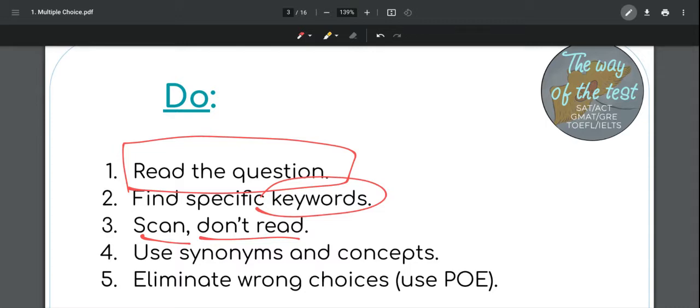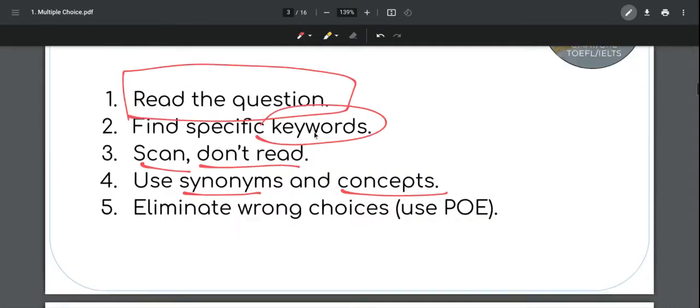When we look for those specific keywords, remember, it's not a matter of you either finding a word or not. It's not like you want the exact same word letter by letter, because we're also going to look for synonyms or concepts. So maybe we don't find the exact word. Maybe we find a synonym, or a set of words, like a phrase or a full sentence that pretty much explains the concept of the keyword. And finally, if you don't find the answer, we're going to use process of elimination to eliminate the wrong choices. Again, there's a specific video for process of elimination on this channel.